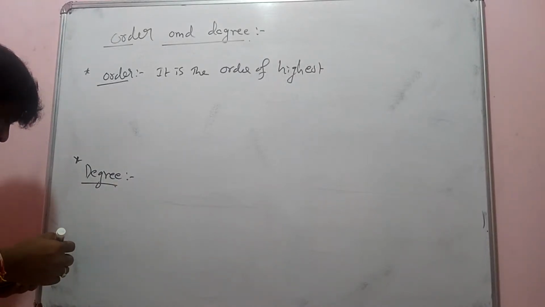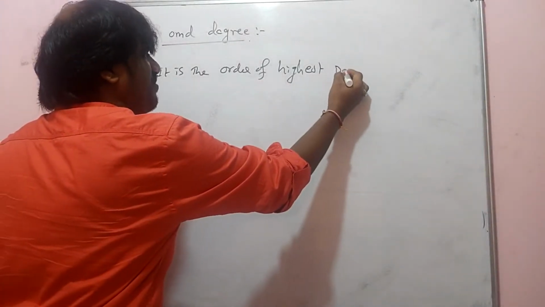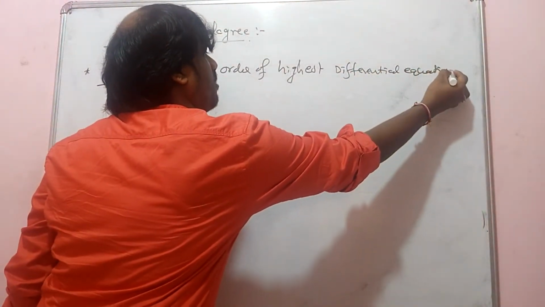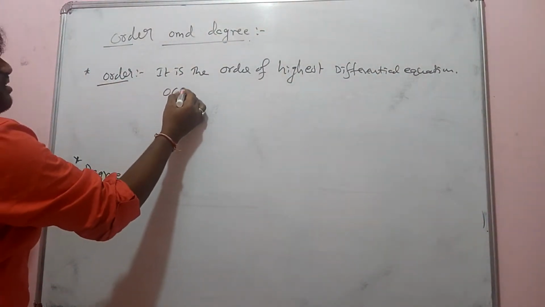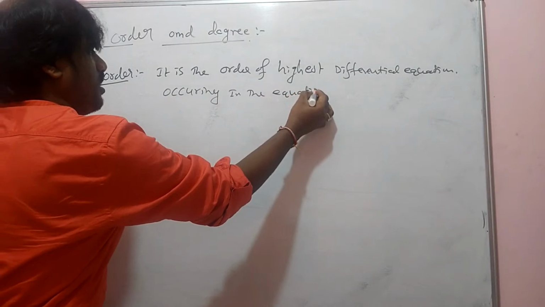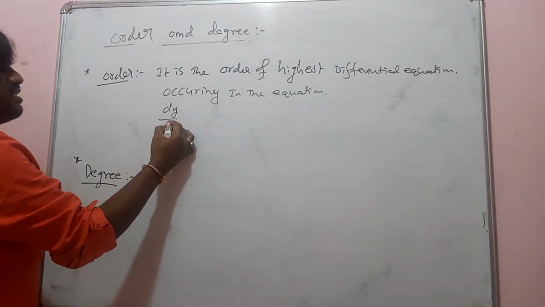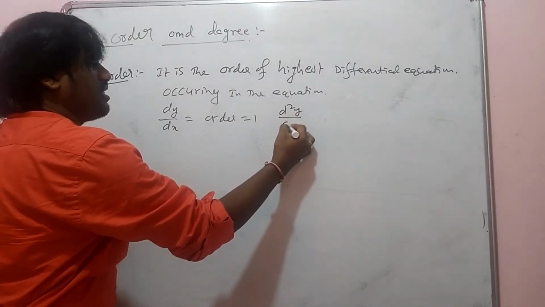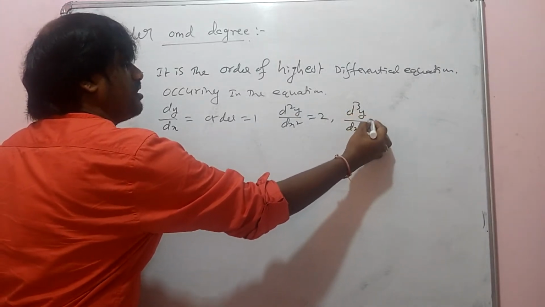Order is the order of the highest derivative occurring in the equation. What is the meaning of this? Suppose dy by dx is there, then the order is 1. If we have d square y by dx square, then the order is 2. If it is d cube y by dx cube, the order is 3.